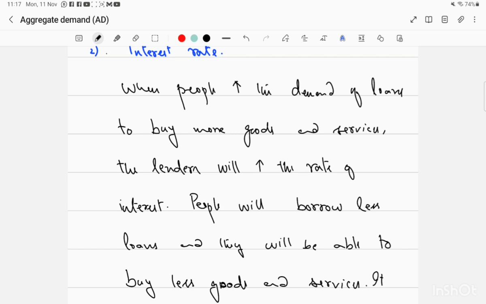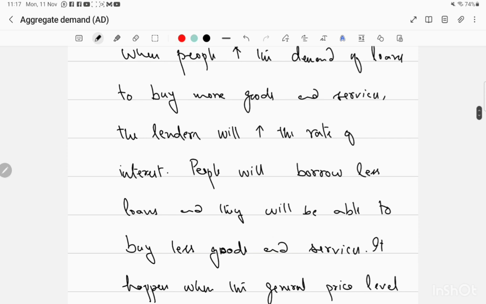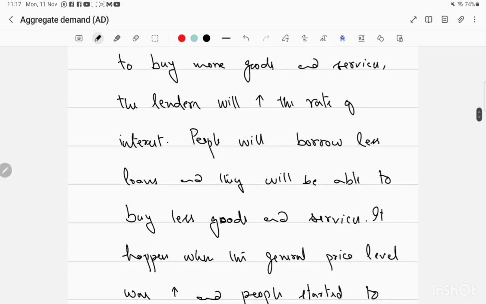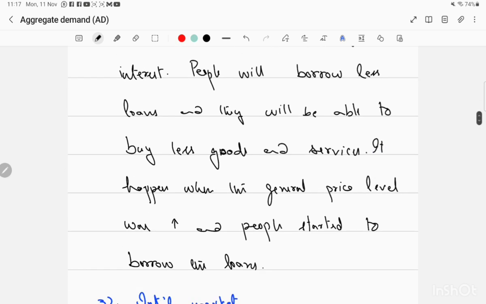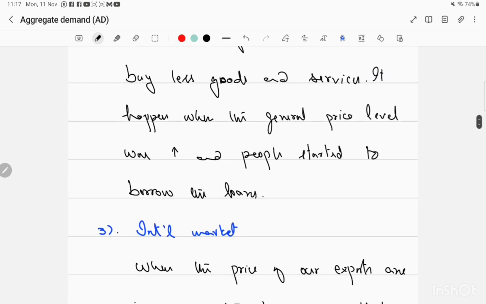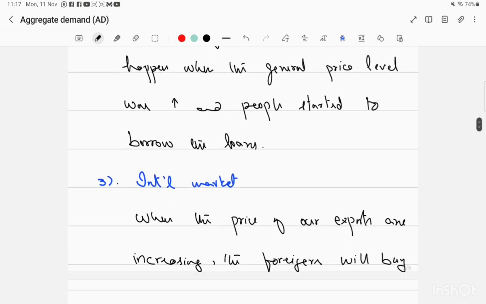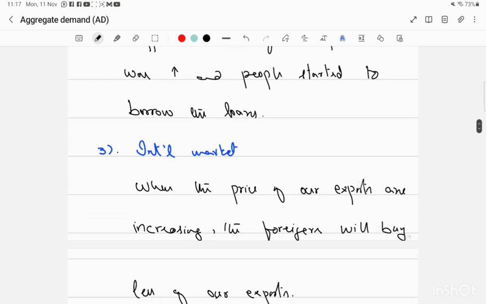So the interest rate is also one of the reasons why people demand less: because the interest rate is higher, fewer loans are demanded, so fewer goods and services will be purchased in the market. When people increase the demand for loans to buy more goods and services, the lenders will increase the rate of interest, people will borrow fewer loans, and they will be able to buy fewer goods and services. It happens when the general price level increases and people start to borrow fewer loans.